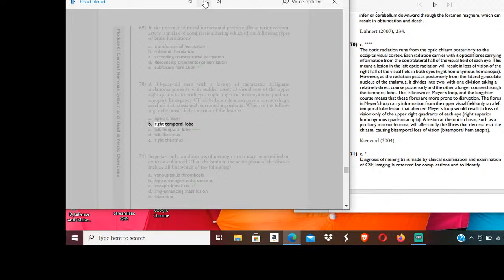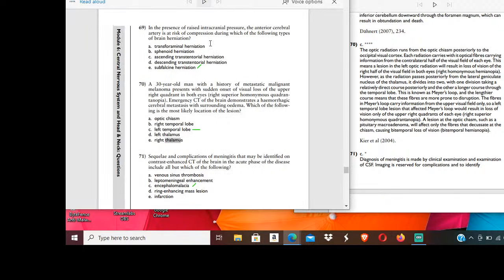A. Optic chiasm. B. Right temporal lobe. C. Left temporal lobe. D. Left thalamus. E. Right thalamus.